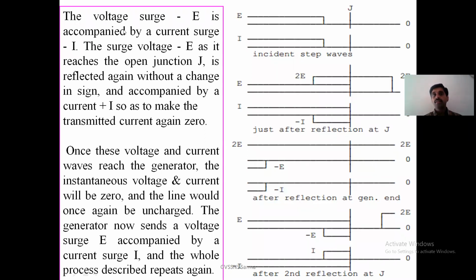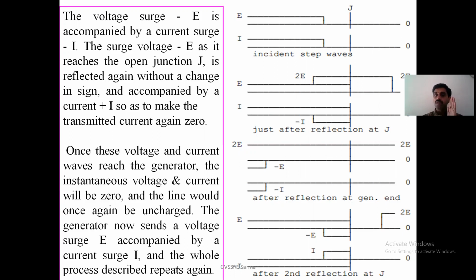So this point you have to observe. You can go through it once again. Once these voltage and current waves reach the generator, the instantaneous voltage and current will be 0, and the line would once again be uncharged. The generator now sends a voltage surge E accompanied by current surge I, and the whole process described repeats again. So at the generator, the voltage should be maintained constant.